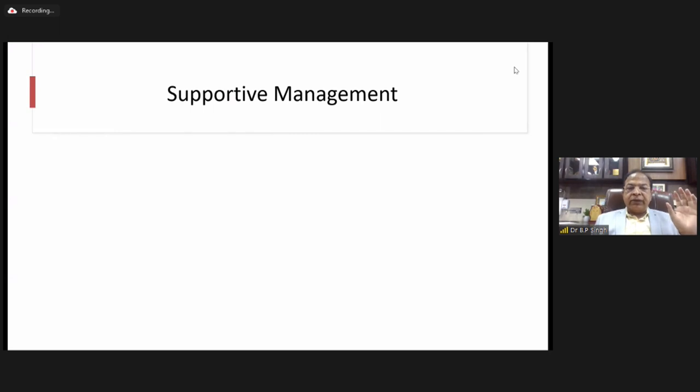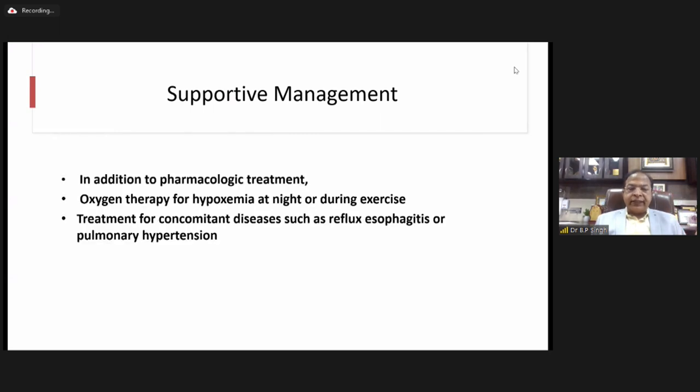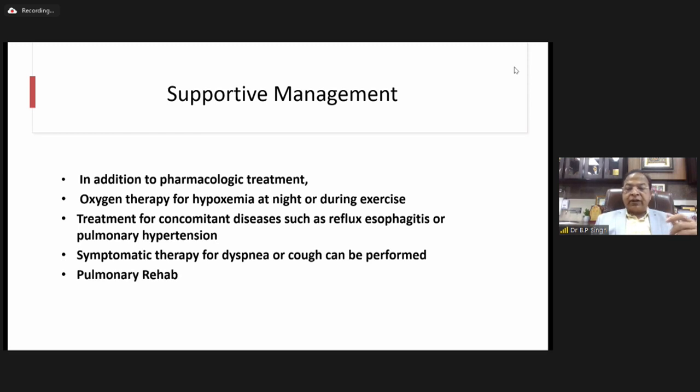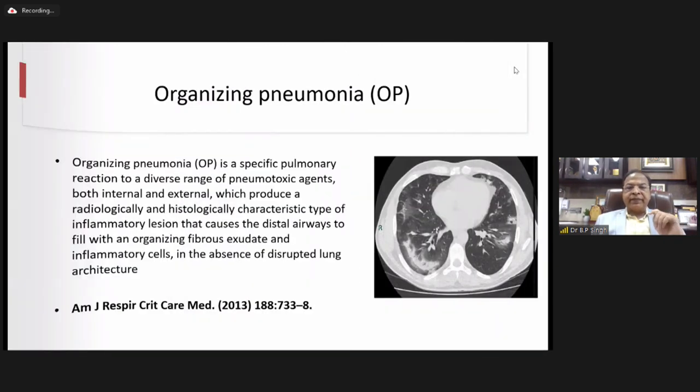So in the supportive management, already I have mentioned, I will not go into the detail. It is the oxygen therapy, treat the concomitant disease like reflux esophagitis or pulmonary hypertension. Symptomatic therapy for dyspnea or cough can be performed. Pulmonary rehab is very important, and most of the time it is missed, but it should be incorporated in the treatment management very effectively. And the last, evaluate your patient for the lung transplant if the disease is advancing in spite of all these measures of management.